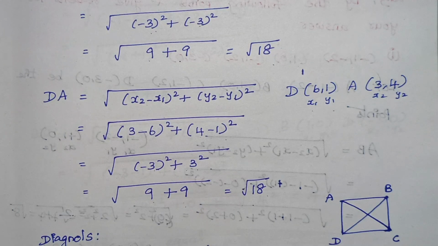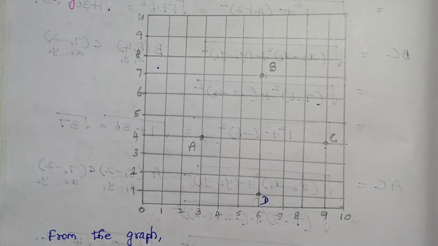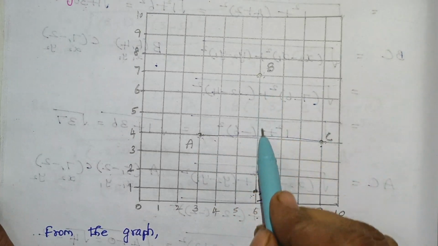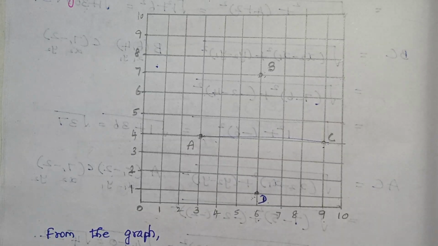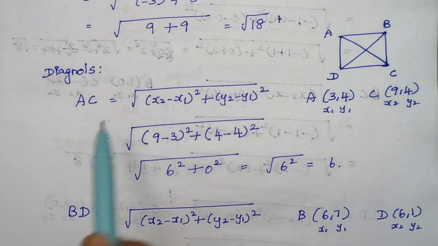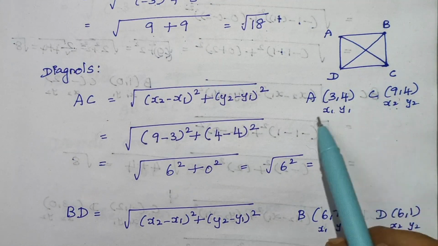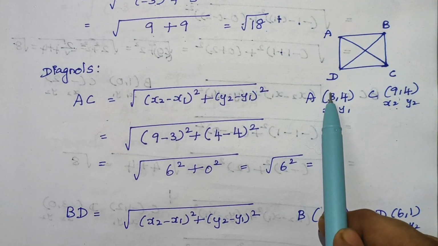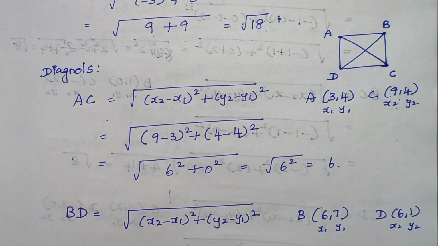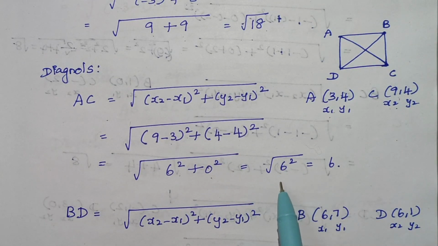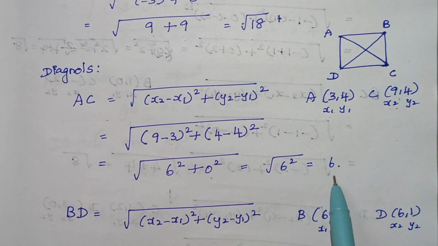Now we have to check the diagonals. When you look at the diagonals, opposite vertices of a square form a diagonal. So here AC makes one diagonal and BD forms the other diagonal. First I am calculating AC. Write down the points. Again we have to find the distance, x2 minus x1. So 9 minus 3 the whole square plus 4 minus 4 the whole square. 9 minus 3 is 6, 4 minus 4 is 0. So square root of 6 square is nothing but 6.